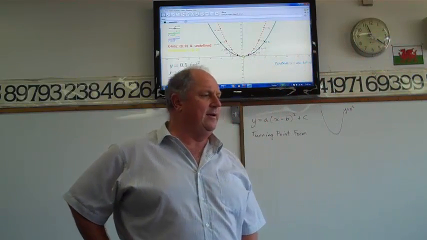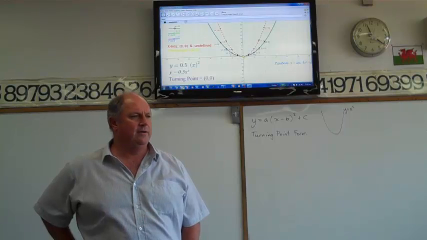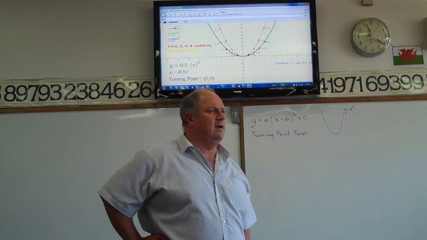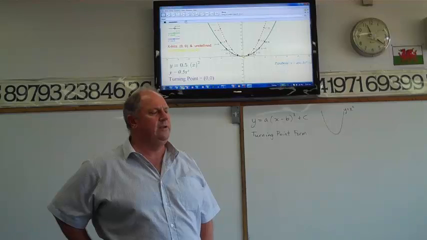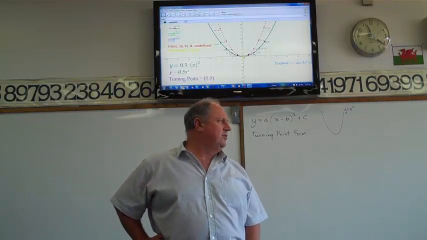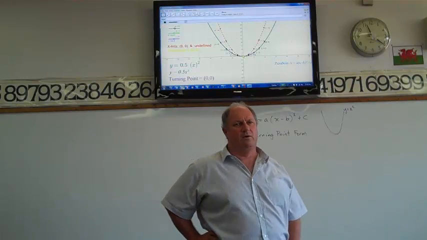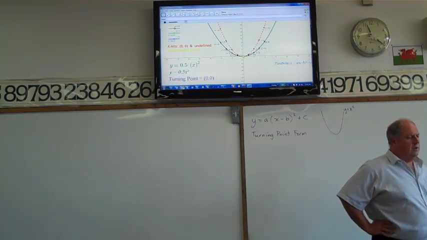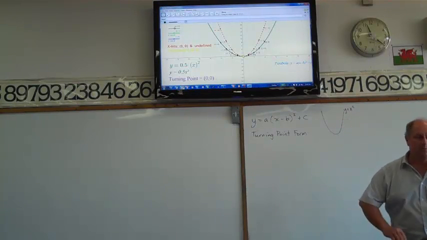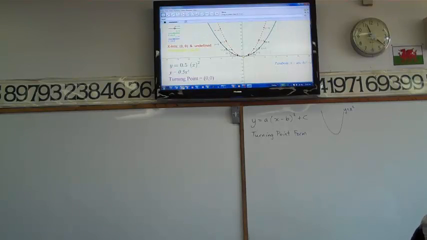Changing A will make the graph wider or narrower. I don't want you to draw these graphs. I'm just going to play around with A for a little bit here and just show you that.